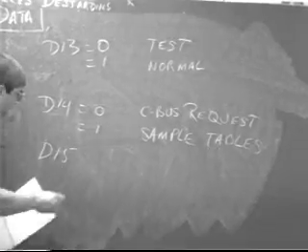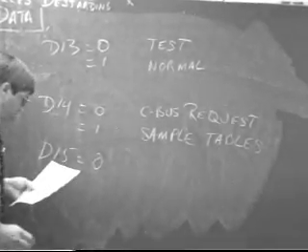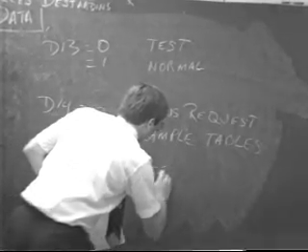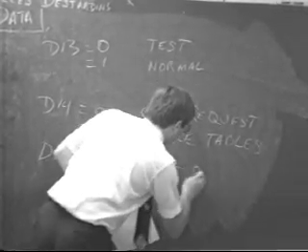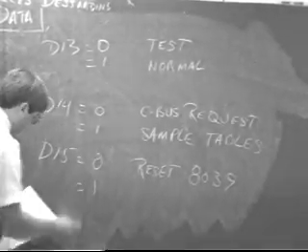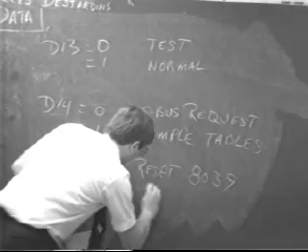And D15, when it's low, it's a reset to the 8039. And when it's high, it's run.